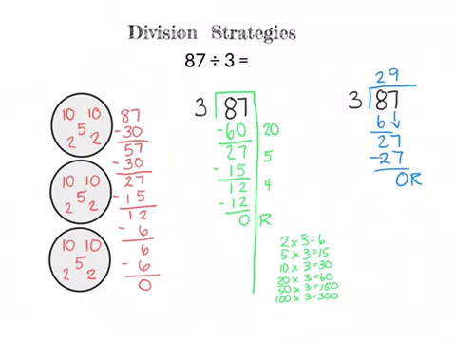So now I'm going to demonstrate how to use each strategy to solve the problem 87 divided by 3. Using the sharing strategy, students know that they need to break apart 87 into 3 equal groups.